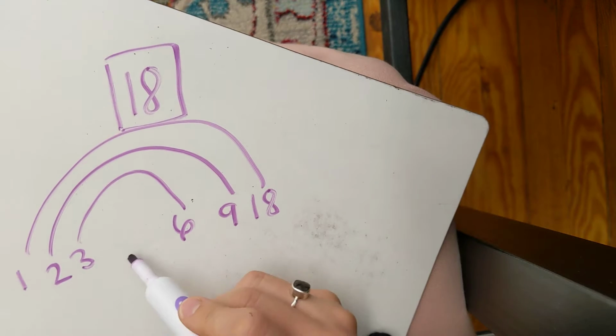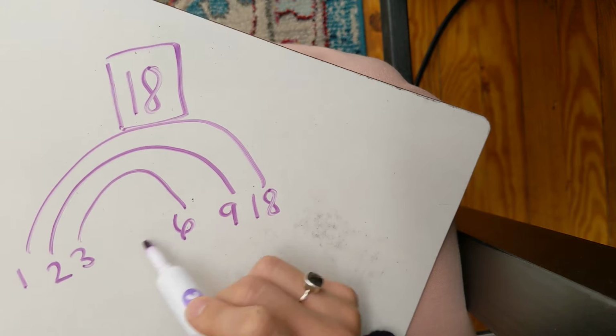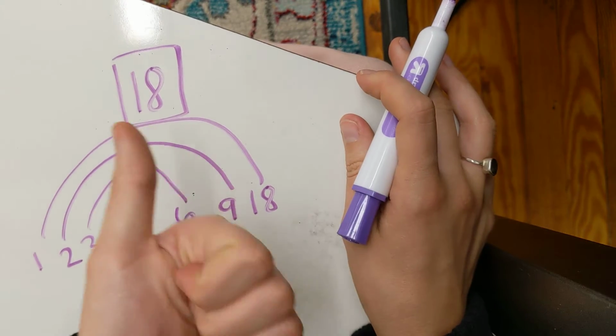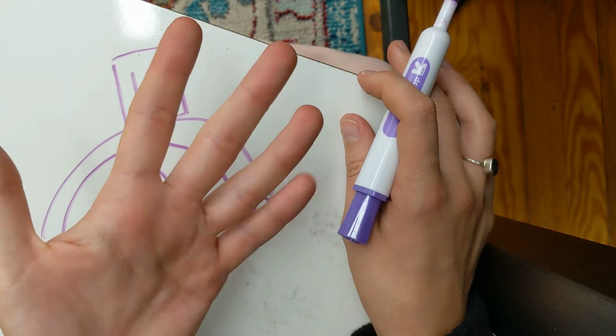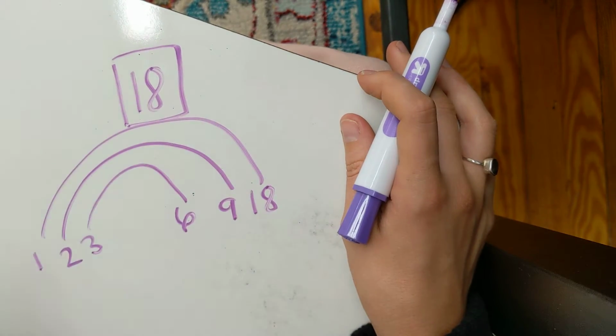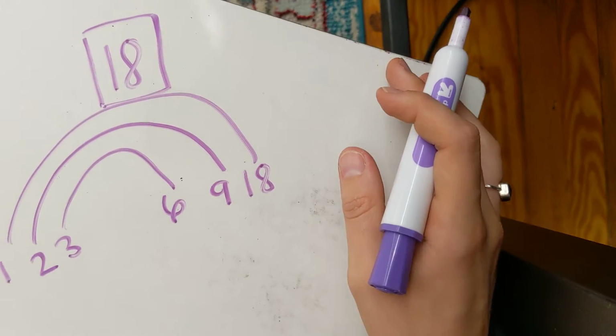Let's try out 5s. 4 has not been a factor, so we don't need to write it down. Let's try out 5s. 5, 10, 15, 20, 25. Did we land on 18? Nope. So 5 is not a factor of 18.